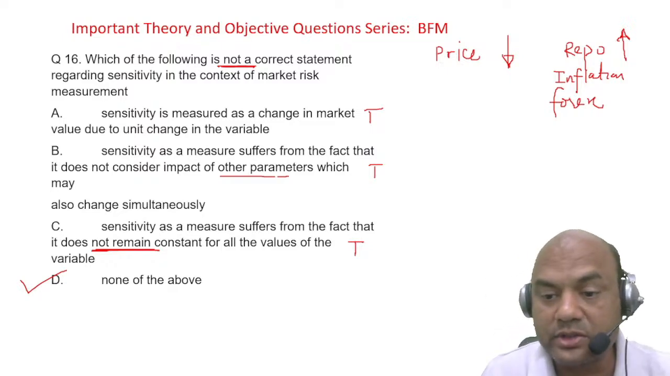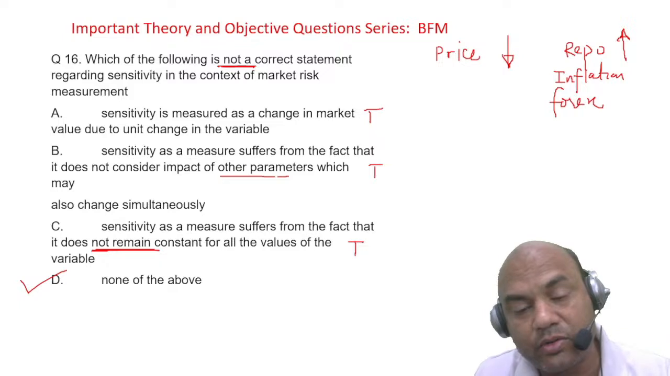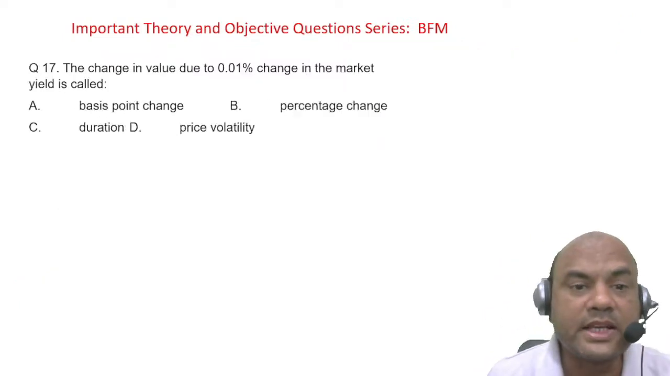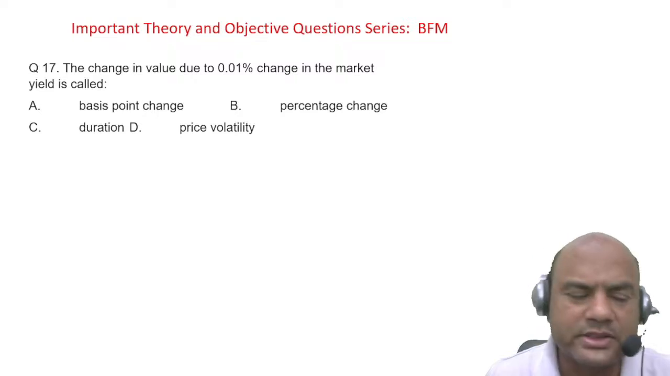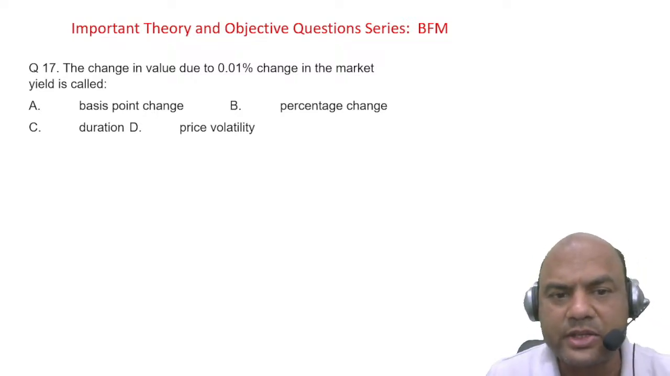Everyone kindly watch the question again. Very important one. Very difficult one. The change in value of 0.01% change in the market yield is called as, now this is simple, I'll move fast on this. Basis point change, percentage change, duration and price volatility. Give me the answer fast.